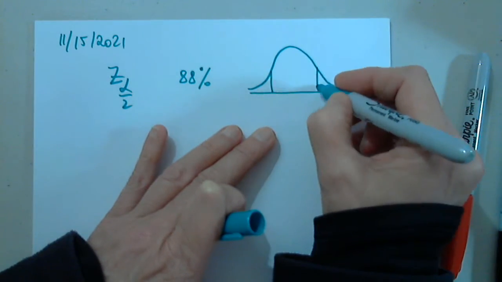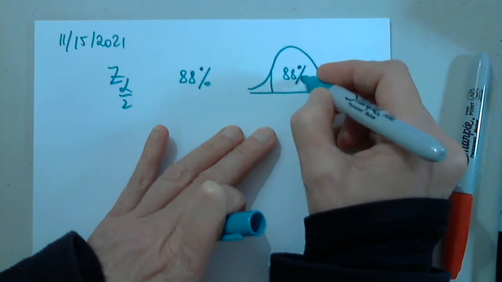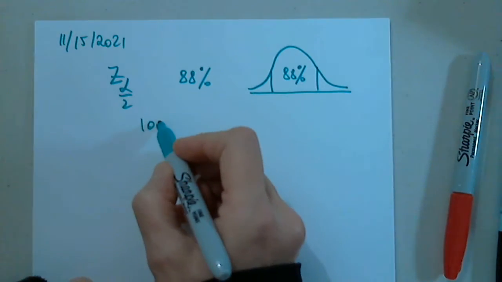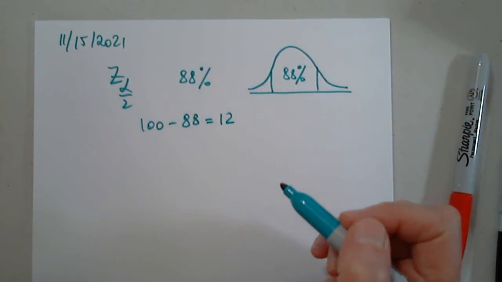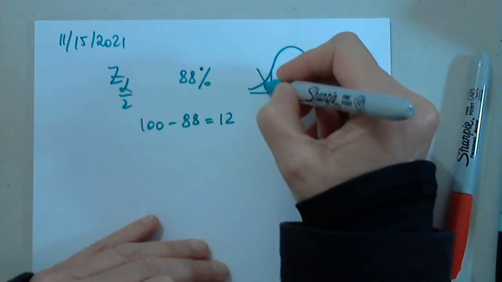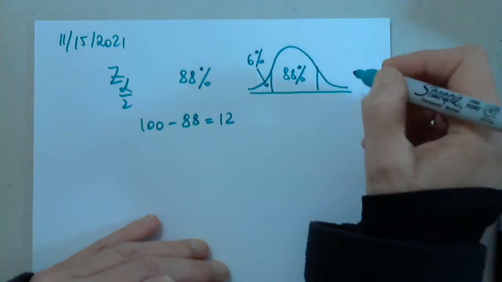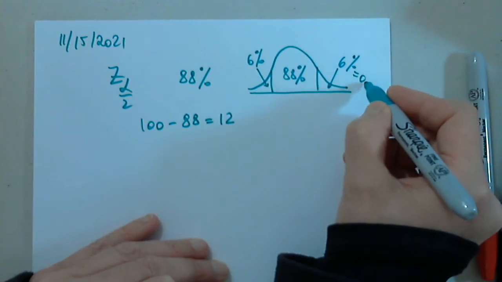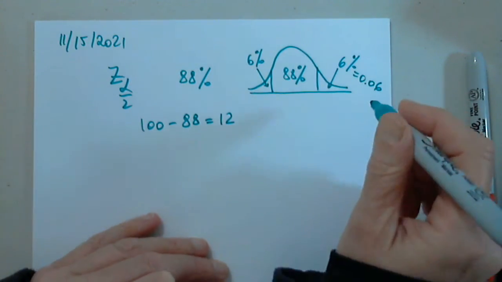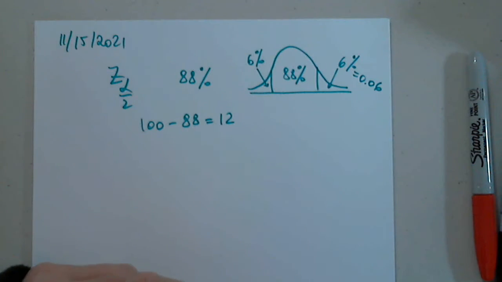So first of all, this must be 88%. From 100% minus 88%, we have 12. Is that correct? Yes. Okay, which means that this tail has 6%, and this tail has 6%. But this has to be 0.06 because we cannot enter it in the calculator like that.